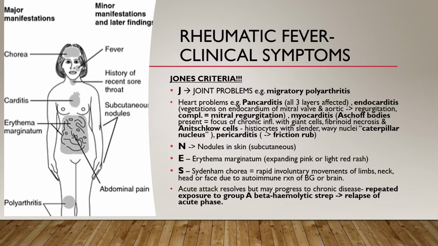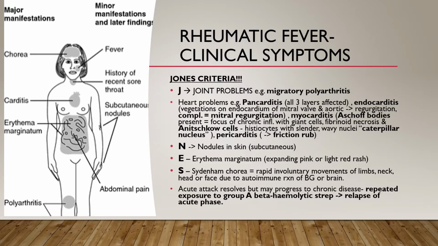Now, moving on to the clinical symptoms of rheumatic fever, a very useful mnemonic that will stick in your head to help you remember is the Jones criteria. J is for joint problems, and that's because rheumatic fever is attacking the joints and it can cause migratory polyarthritis, so it's moving from one joint to another.